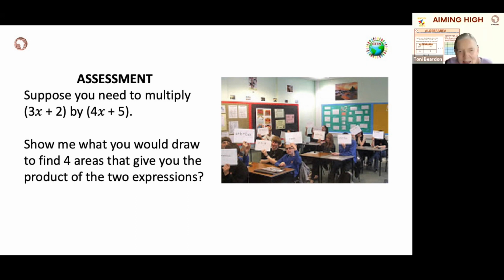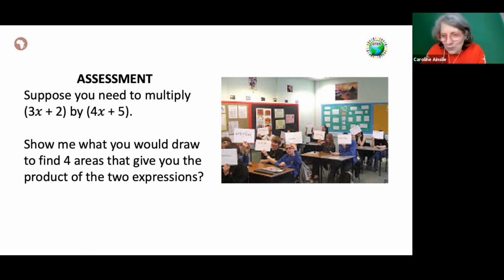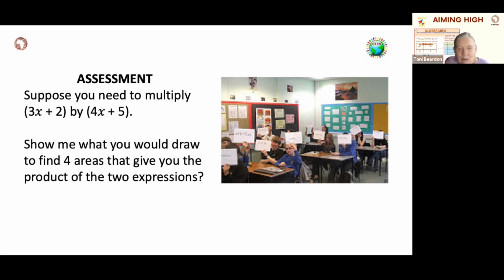Yes. Let's see if I can get this one. Oh, that's great. I hadn't understood that before. Now I understand it. This is called role playing. I think I got that right. 3x times 4x is 12x squared. Well done, Caroline. And 4x times 2 is 8x. And 5 times 3x, or 3x times 5, is 15x.